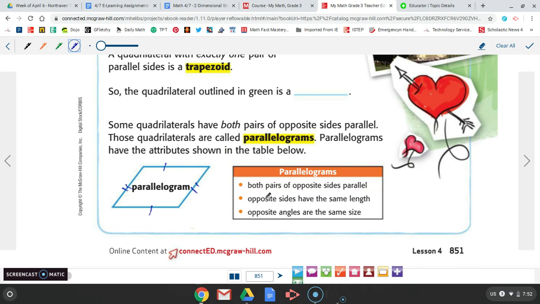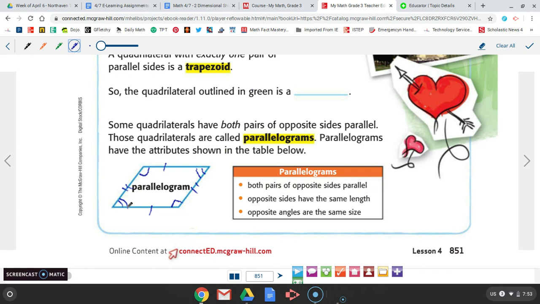Parallelograms also have to have opposite sides with the same length. So that means top and bottom have to be the same length, and the right and the left sides have to be the same length. Opposite angles have to be the same size. So look here. Here's one angle. That's a corner, right? This corner, this angle, is the exact same as this angle because they are opposite from each other. Same thing with the other angles. This angle here is exactly the same as this angle here.